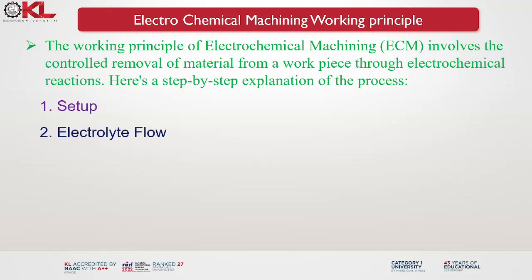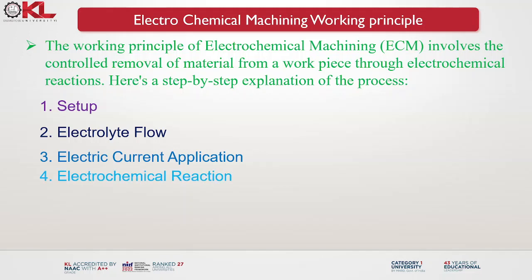Next, electrolyte flow. The electrolyte solution is circulated between the cathode and anode. This ensures that fresh electrolyte continuously reaches the machining zone, carrying away the dissolved material and maintaining a stable electrolyte environment. Next, electric current application. The power supply is switched on and a DC voltage is applied between the cathode and the anode. This establishes an electric circuit allowing current to flow through the electrolyte and the workpiece.